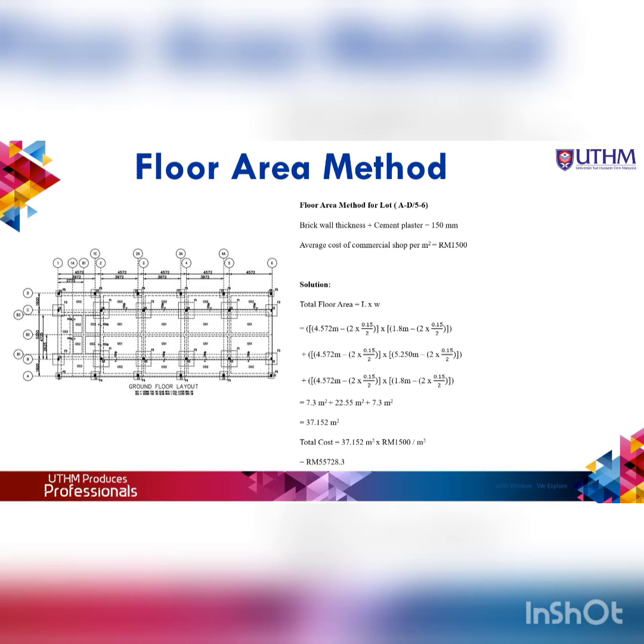Okay, now we will find the floor area method based on the ground floor layout. We will find the floor area method for lot AD56, where our brick wall thickness and cement plaster is 150 mm, and our average cost of commercial shop per meter square is 1,500 ringgit per meter square. So the solution is we will find the total floor area, which is length multiplied by width, and after we find the total floor area, we will find the total cost, which is the total floor area multiplied by the average cost of commercial shop per meter square, and then we've got the answer.